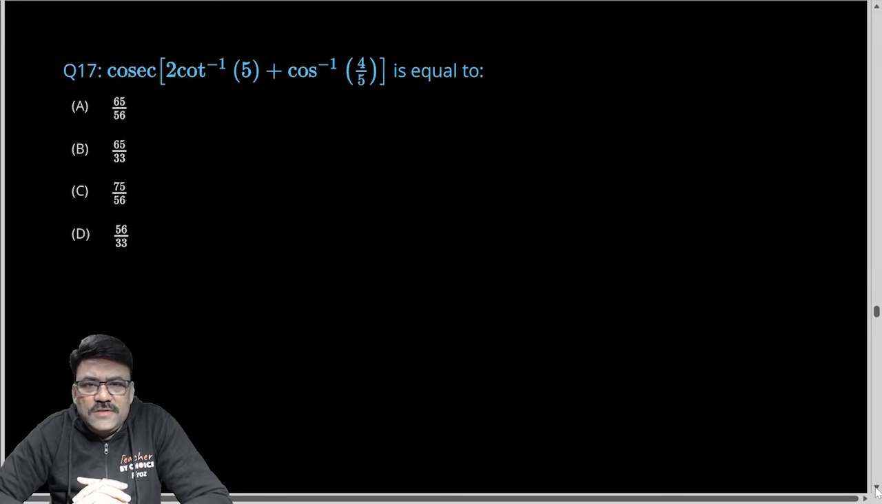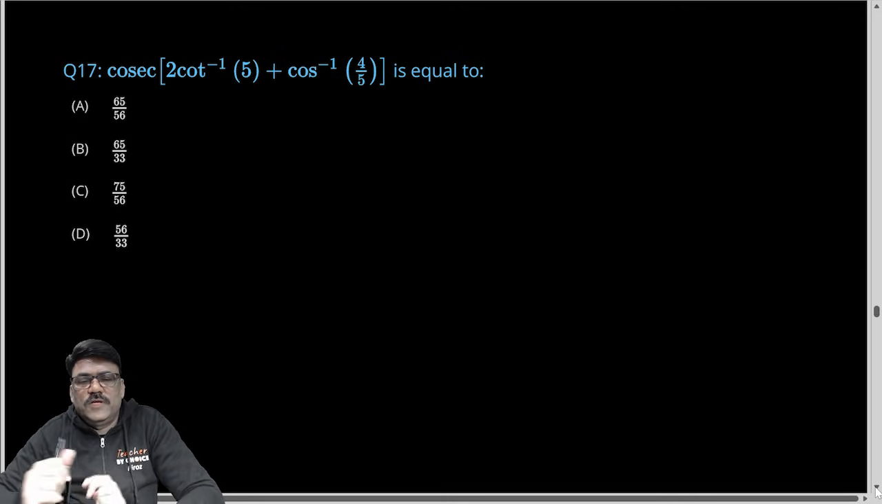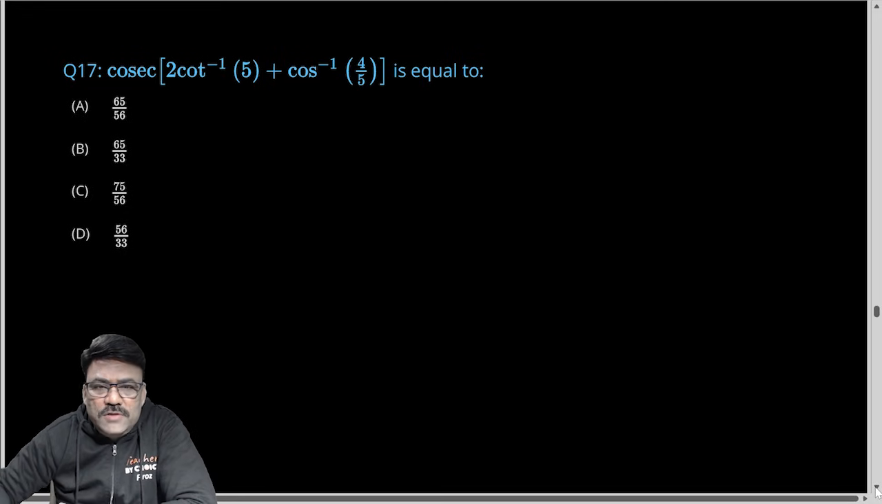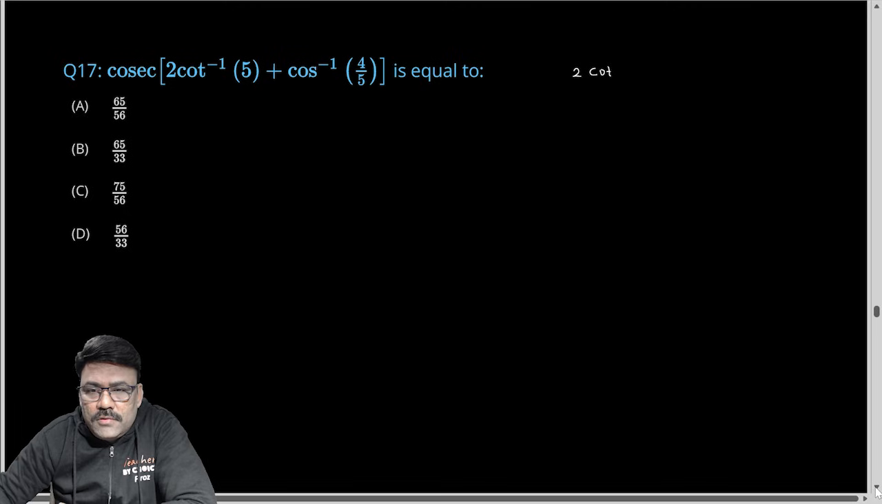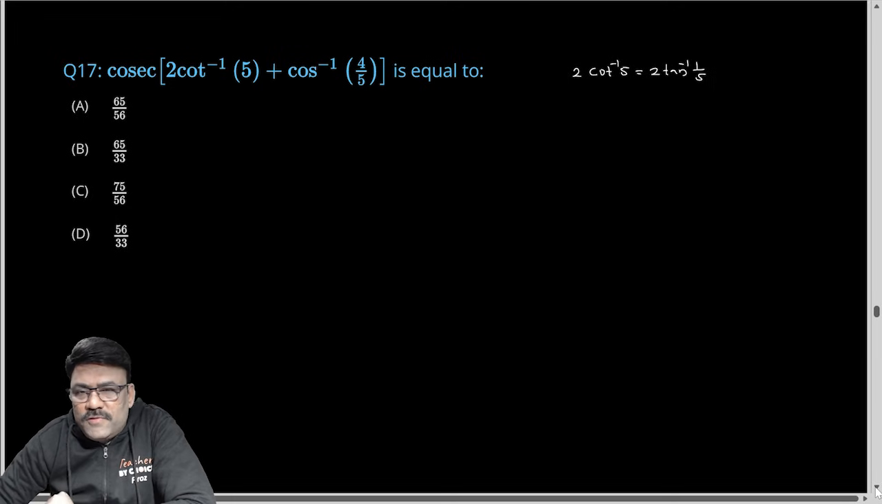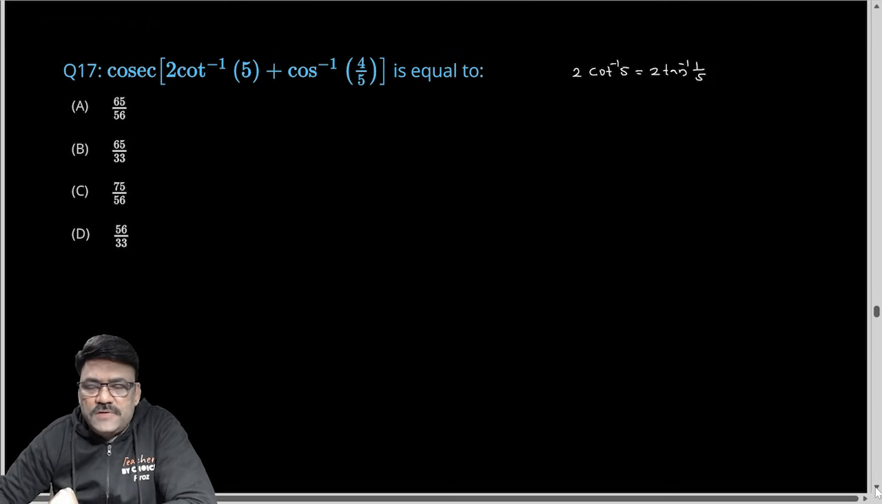Okay, let's see this question. This is from ITF, inverse trigonometric functions. I have to get cosecant of 2 cot inverse 5 plus cos inverse 4 by 5. So let's get the value of this 2 cot inverse 5 first. So 2 cot inverse 5 can be written as 2 tan inverse 1 by 5. For a positive number, cot inverse x can be written as tan inverse 1 by x.